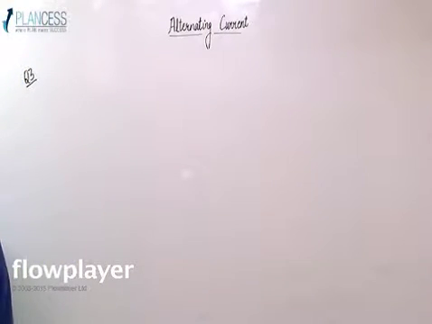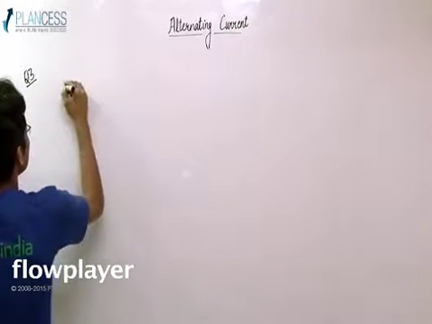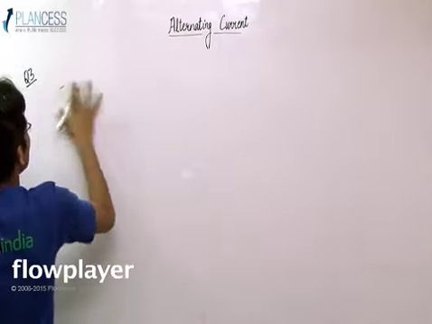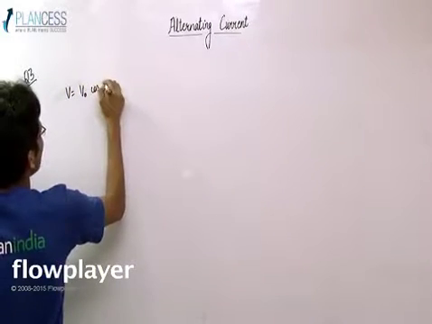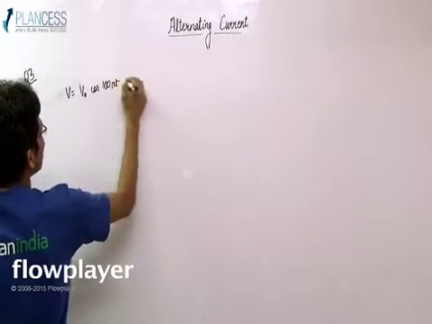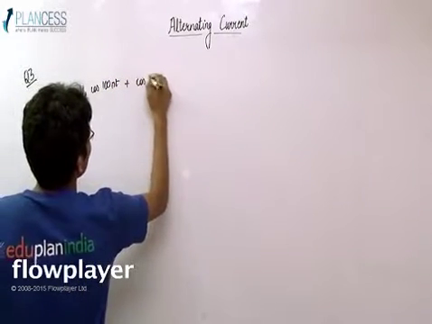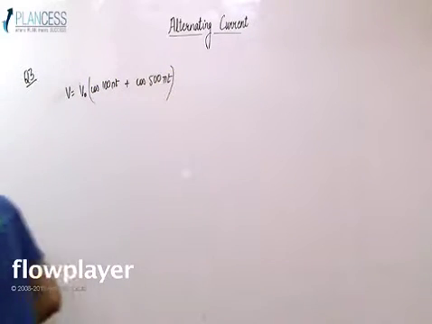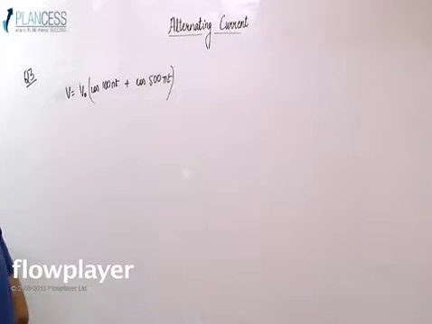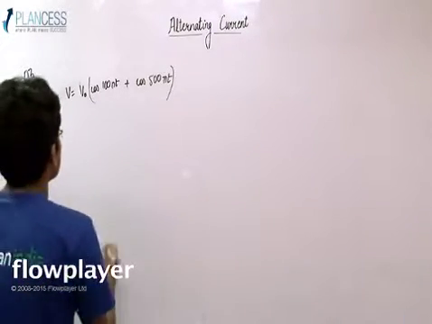Question number 3 is an AC source producing EMF. You have an AC source which produces EMF V equals V naught cos 100 pi t plus cos 500 pi t. I think it is, yeah, cos 500 pi t. Okay.